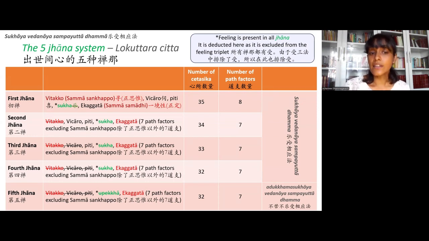And fourth jhana, we deduct piti in addition. So now from 33, we deduct piti. That brings us to 32. Again, path factors will not change. It's 7. Finally, when we come to the fifth jhana, Sukha is replaced by upekha. So the number will not change. And the total number of cetasika, therefore, will be 32. And the number of path factors will be 7. So that is how we get the total number of cetasika and the number of path factors according to the Vedana Tika.